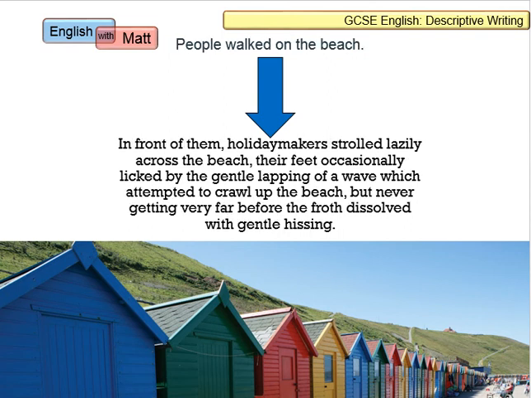We could change "people walked on the beach" to this sentence. "In front of them, holidaymakers strolled lazily across the beach, their feet occasionally licked by the gentle lapping of a wave, which attempted to crawl up the beach, but never getting very far before the froth dissolved with gentle hissing." You can see that's quite a long, complex sentence, but it's also very detailed and has got lots of lovely descriptive writing skills in there.